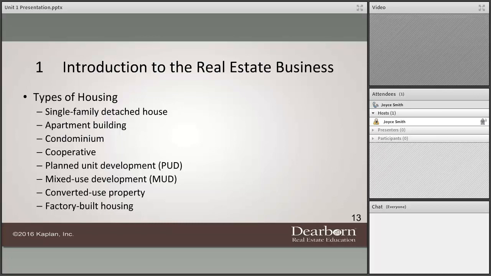They can become office buildings, or they can become retail buildings, or vice versa. And then ultimately factory-built housing. Don't confuse factory-built housing with mobile home housing. Factory-built housing is housing that literally is put together in a factory, but it's higher standards. Then it's shipped to site and assembled on site.